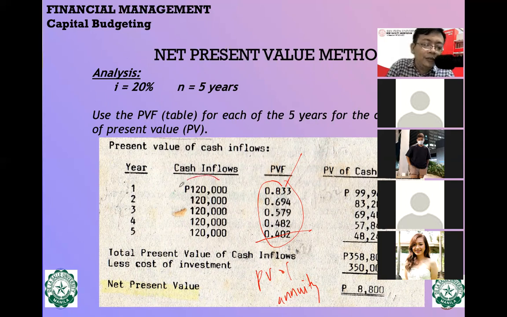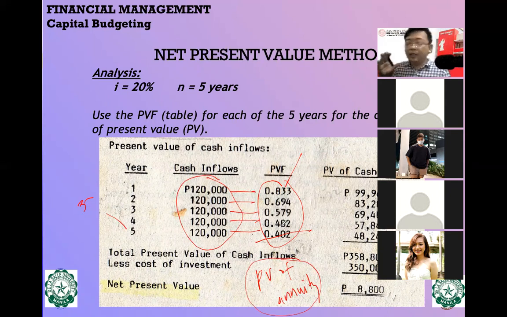Didn't I tell you that you can use the PV of 1? You can, if it is 5 years. But what if it is 30 years? I'm repeating, but just compute for the present value of annuity. Don't get me wrong, you can compute it, even with equal payments, by just multiplying each by the present value of 1. You can. Okay? But our enemy in the board exam and the CMA exam is time. Alright.